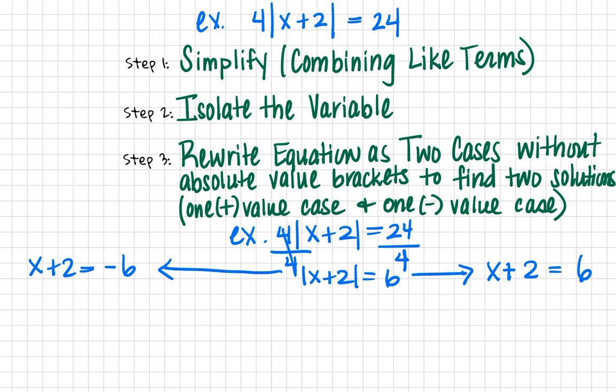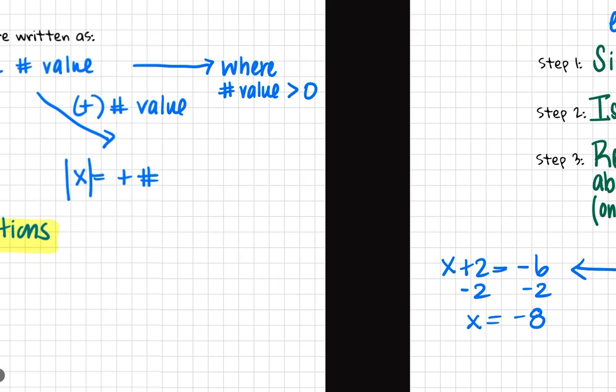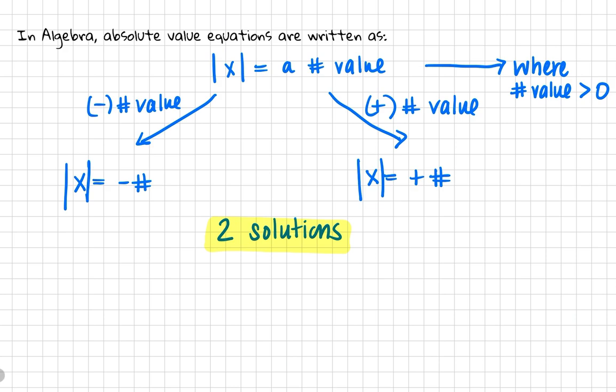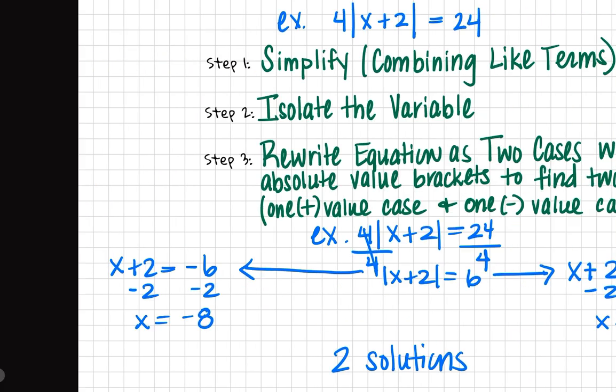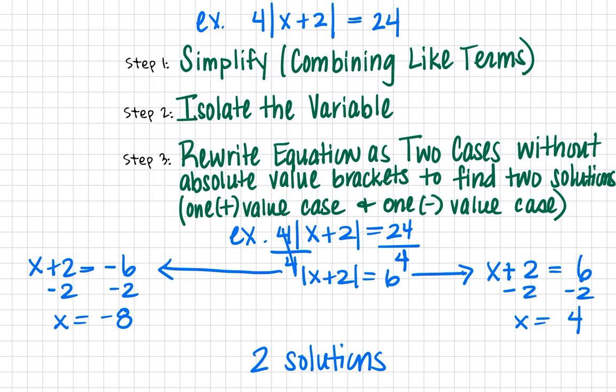Now I'm going to do the math. So I'm going to isolate the variable. Minus 2, I have x is equal to negative 8. And then here I'm going to do the same thing. Minus 2, I have x is equal to 4. So in this case, I have two solutions, which I said you're going to get 99% of the time. And I'll talk about the two exceptions next. So I'm going to highlight that I had two solutions.